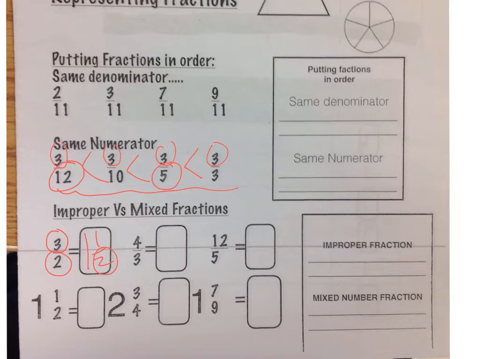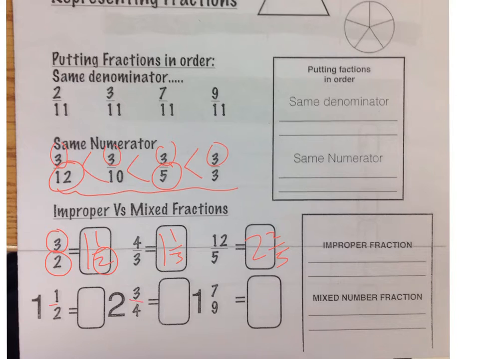Let's apply that over here. 3 goes into 4 1 time with 1 of the thirds left over. 5 goes into 12 2 times with 2 of the 5ths left over. Now let's go the other way. The other way, let's turn these mixed fractions or mixed numbers into improper fractions.